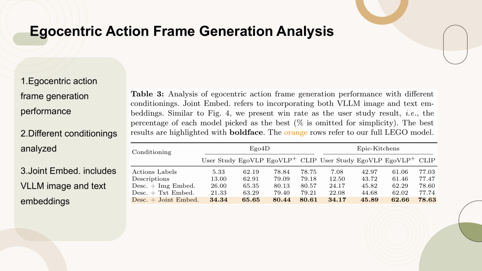Table 3 provides a detailed analysis of the performance of egocentric action frame generation under various conditioning scenarios. The table specifically examines the impact of enriched action descriptions, VLLM image embedding, and VLLM text embedding individually. The term joined embed is used to denote the incorporation of both VLLM image and text embeddings. This analysis is crucial for understanding how different embeddings contribute to the overall performance of egocentric action frame generation, similar to the findings presented in Figure 4.